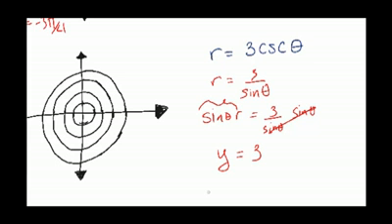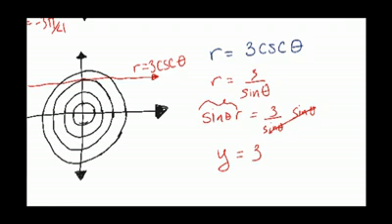So if we were to plot that, 1, 2, 3, it would look something like this. It's a horizontal line at y equals 3. And then you can label it r equals 3 cosecant theta. Alright?